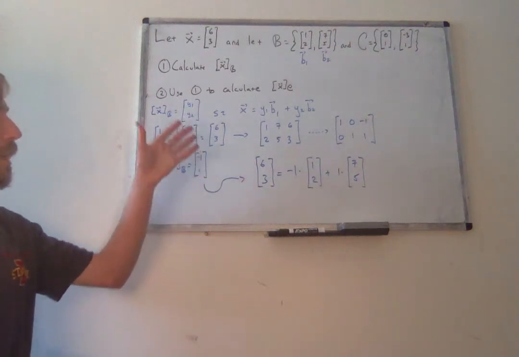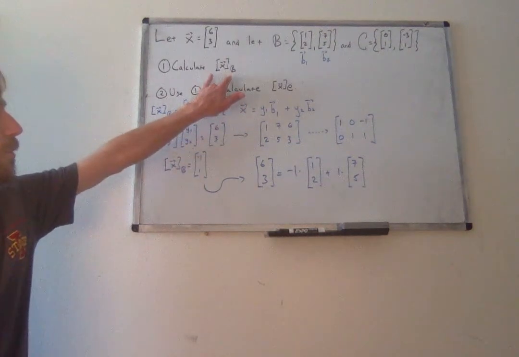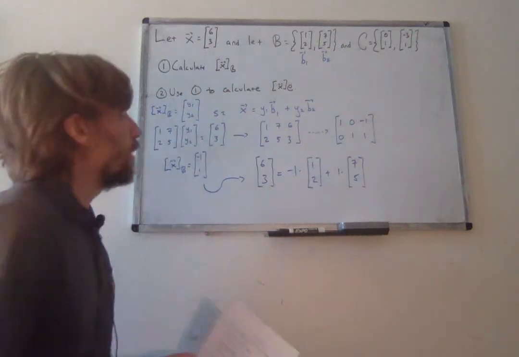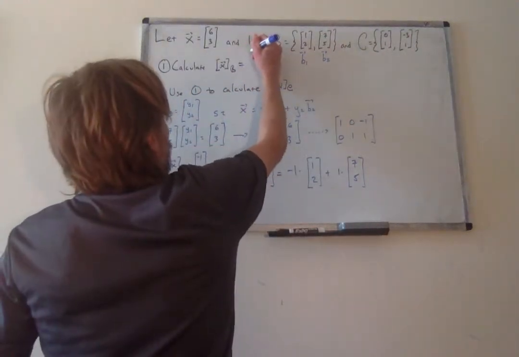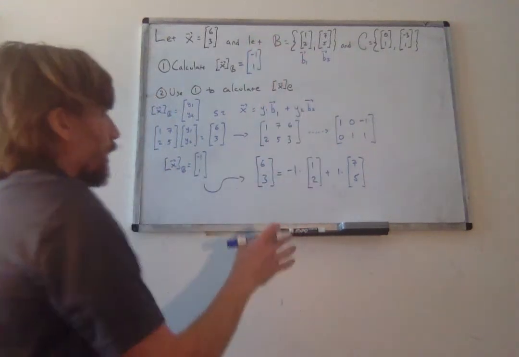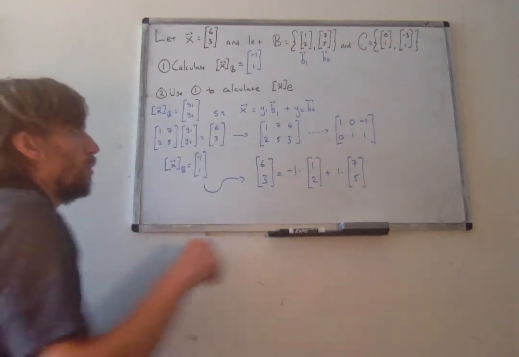So this is a straightforward way to do it: if you're given a basis and an x, and you want to calculate its coordinate vector, this is how you would do that. I'll put the solution here, and I'll erase the work for now so that we have room to talk about number 2.